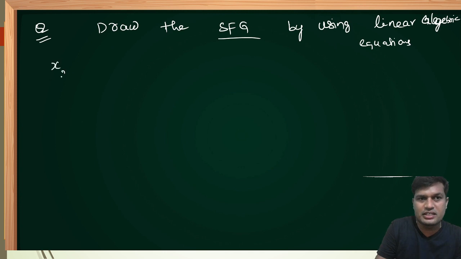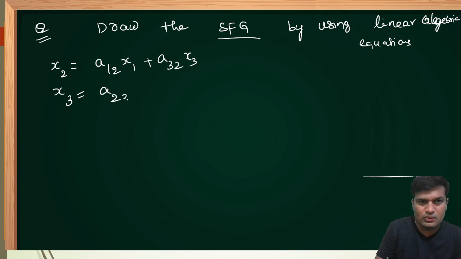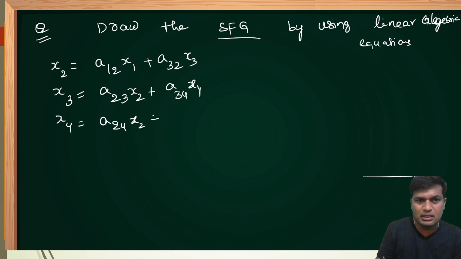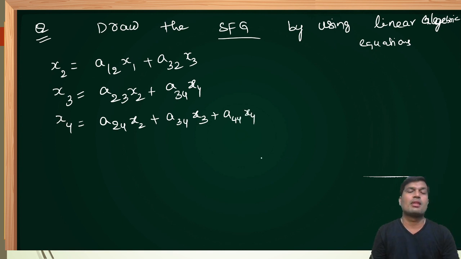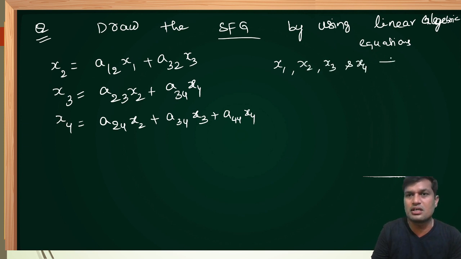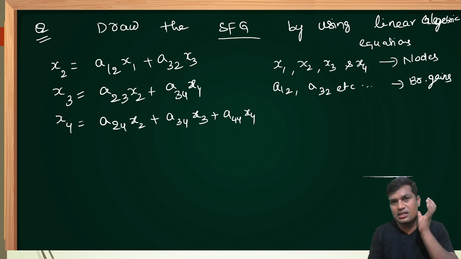Now let the first equation be x2 = a12 x1 + a32 x3. x3 = a23 x2 + a34 x4. x4 = a24 x2 + a34 x3 + a44 x4, where x1, x2, x3 and x4 are considered as nodes, which are voltage and current sources. a12, a32, etc. are considered as branch gains. Branch gains are nothing but resistor, inductor and capacitor.